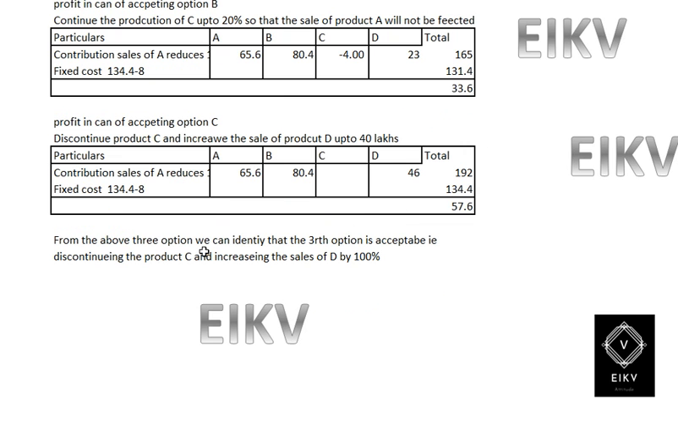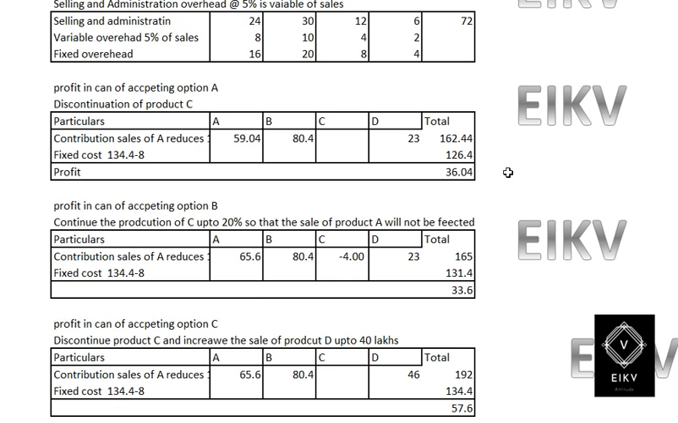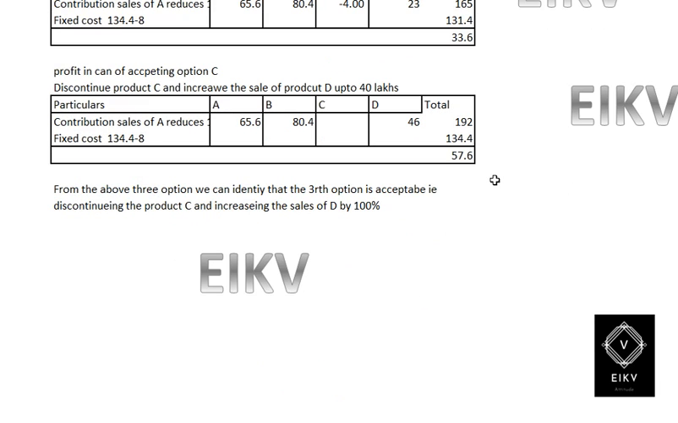After that, when we analyze these three options, we can identify that from the above three options, the third option is acceptable, that is discontinuing the product C and increasing the sales for D by 100% will increase the profit by 57.6 lakhs, and compared to the others it is the best option.